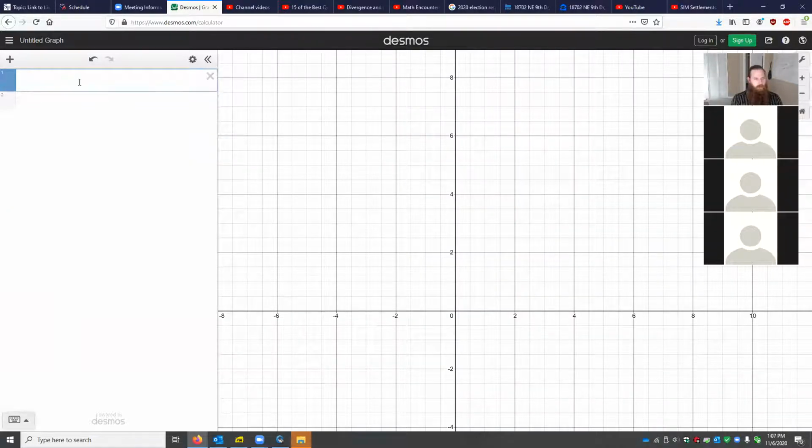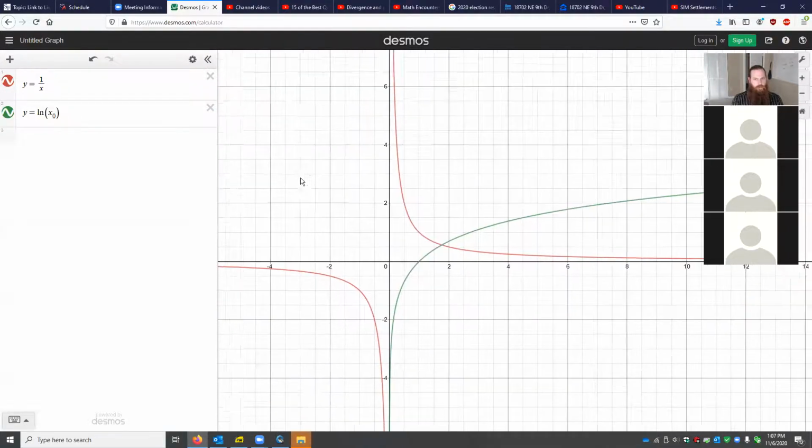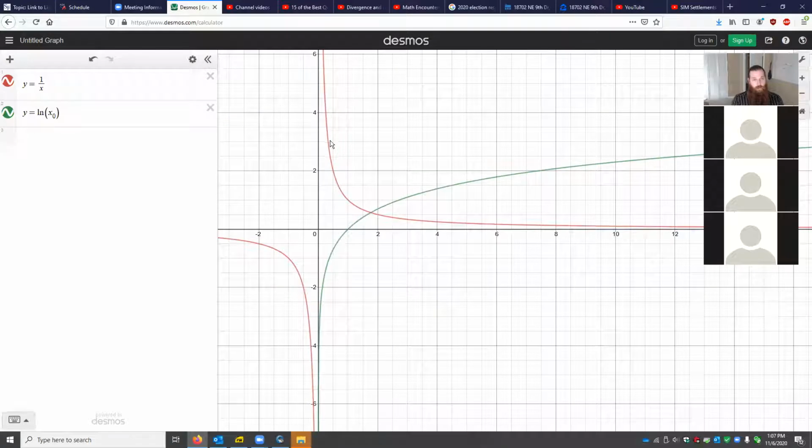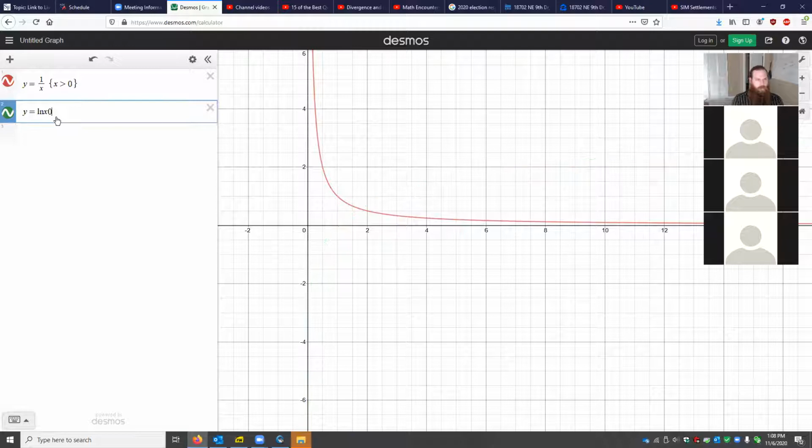But let's look at, all right, and here. So if I focus just on the positives, here is your original function, and here is, oh, sorry. Here is an antiderivative.